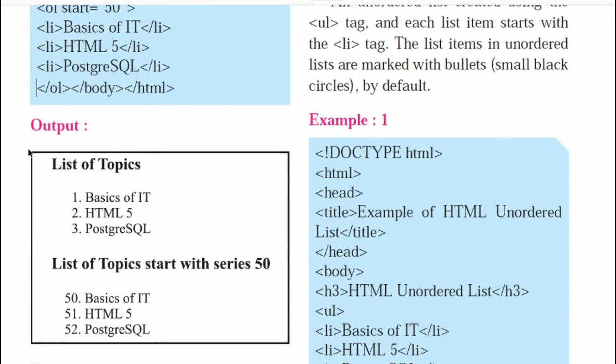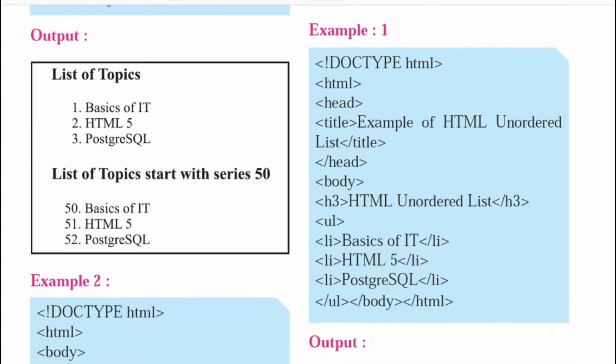So here is the output, my dear students. Very easily you can get this. See, in the first section we didn't use any attribute, so by default a numbered list 1 2 3 is present, and when we use the start attribute, it begins with the specified number, that is 50 in this case, and then 51, 52, and so on. So in this way, an ordered list can be created in a simple manner.